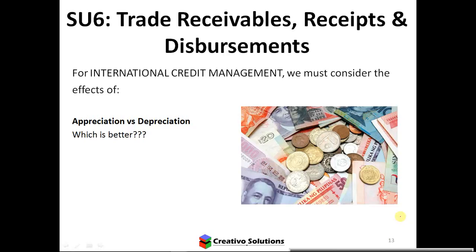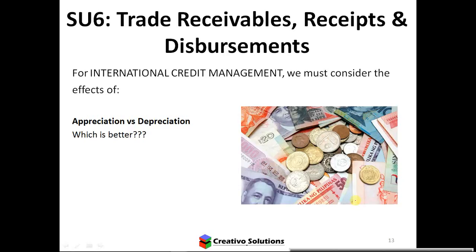The only note that I need to mention here for future reference is appreciation and depreciation of currency. Which is better? Obviously, depending on whether you're the importer or the exporter, you would want the currency to either strengthen or weaken. If we're exporting goods to other countries, we actually want the rand to weaken. Why? Because if we're selling those goods in other countries, we want to exchange that foreign currency into more rands when we bring it back into the country.